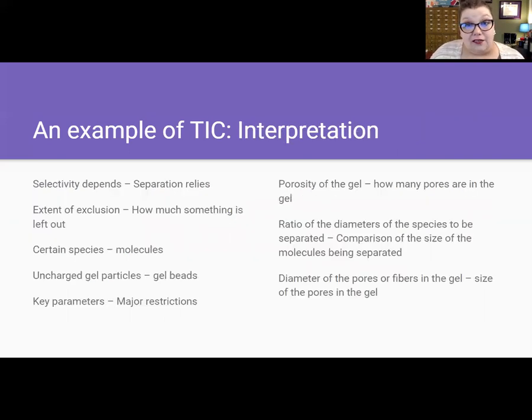So once you've identified those areas where the meaning may need to be interpreted a little bit, you can interpret those areas. So where it says certain species, we instead have molecules. Instead of uncharged gel particles, we have gel beads. Instead of diameter of the pores or fibers in the gel, we have size of the pores in the gel. Much easier to understand, in my opinion.